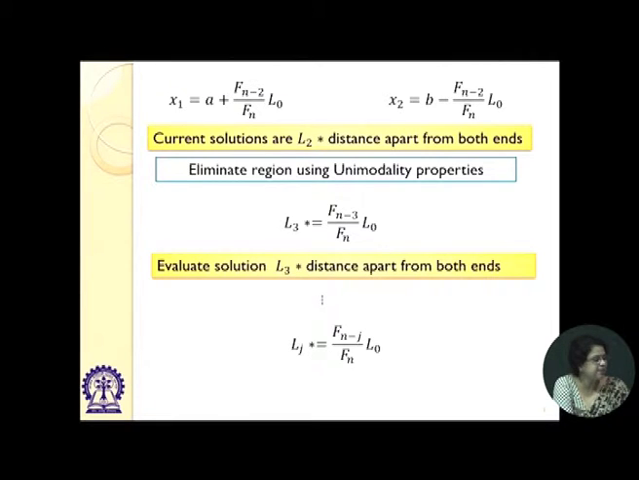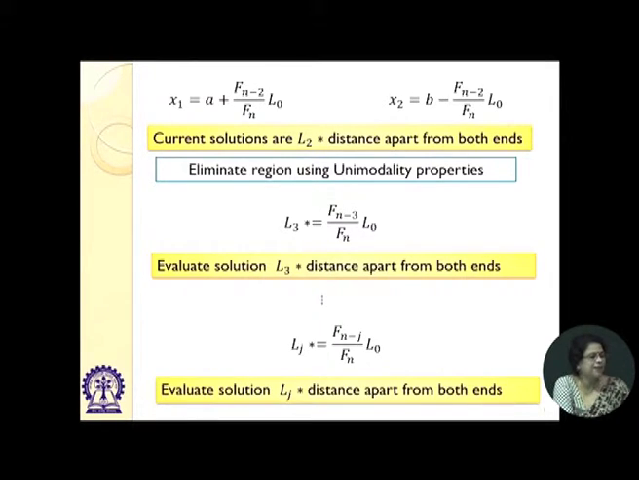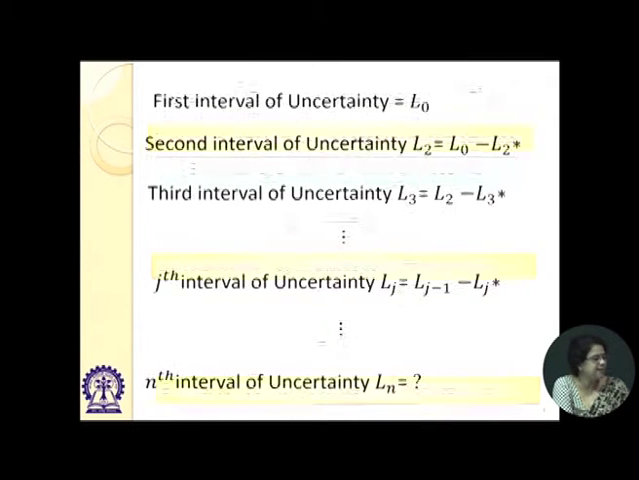In the jth iteration, I will get Lj star as this value, and you see the beauty: L2 star was Fn minus 2 by Fn times L naught, but here L3 star is equal to Fn minus 3 by Fn times L naught. L4 star is Fn minus 4 by Fn. Like that, how far can I go? I can go up to n, because at the time of n I will have Fn minus n by Fn, that is F0 by Fn. That is why I will find out.